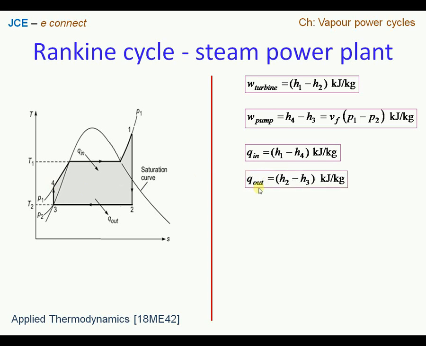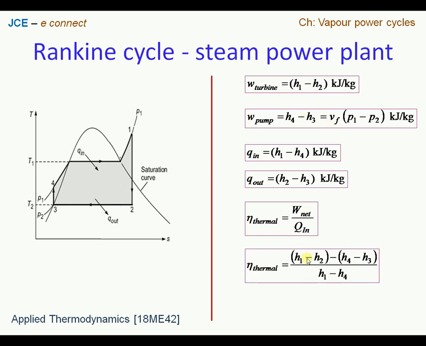Similarly, we have a heat rejection process which is given as H2 minus H3 in kilojoule per kg basis. Now we have the thermal efficiency equation, which is net work divided by the heat supplied. The net work is the turbine work minus the pump work. So we substitute: turbine work minus pump work divided by the heat supplied, H1 minus H4.